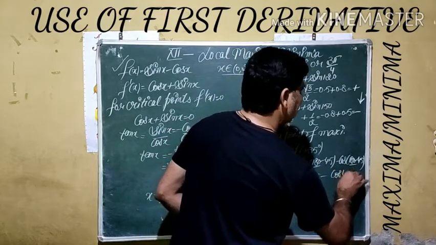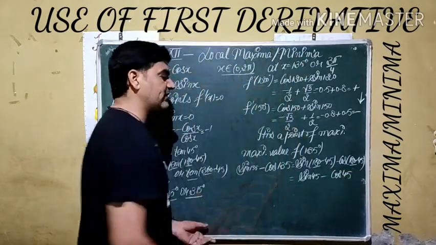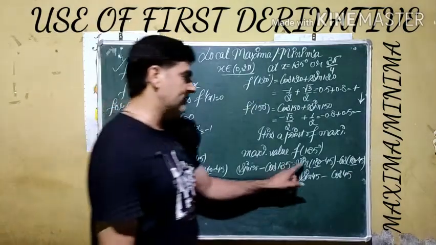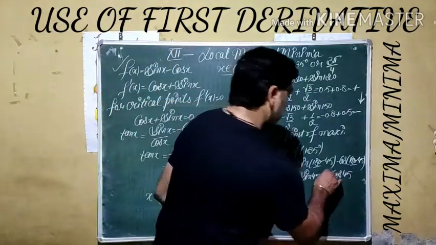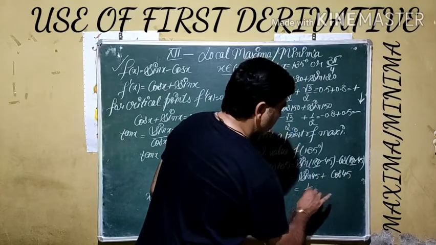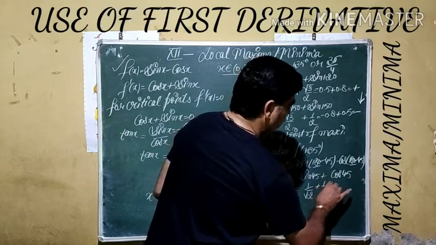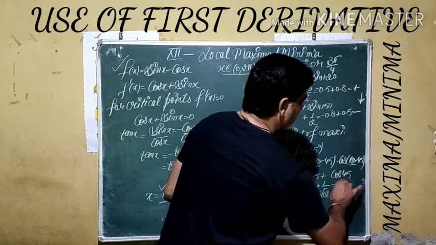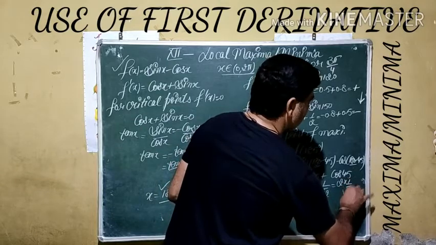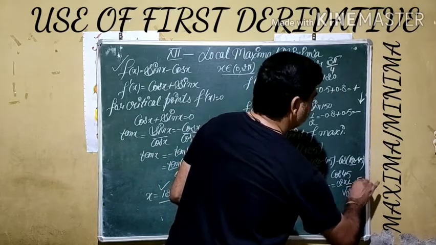Now we have to check the quadrant. 135 lies in the second quadrant. In the second quadrant, sin theta is positive, but cos theta is negative. If we replace the values, both are given by 1 by square root 2. So the total becomes double of 1 by square root 2. If we simplify, we finally get square root 2.